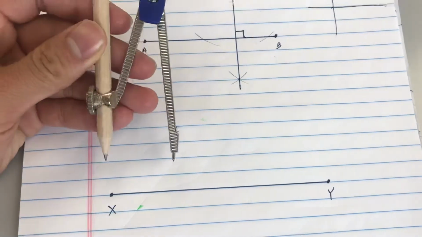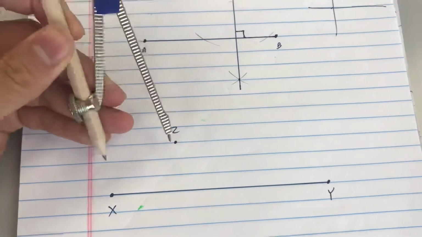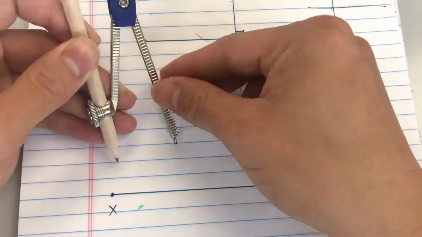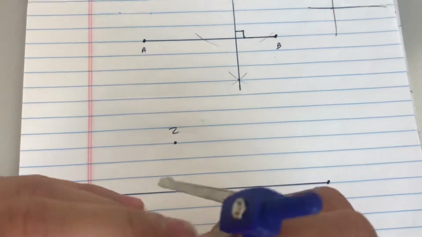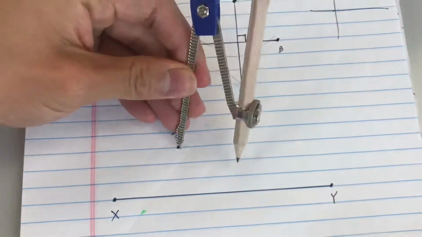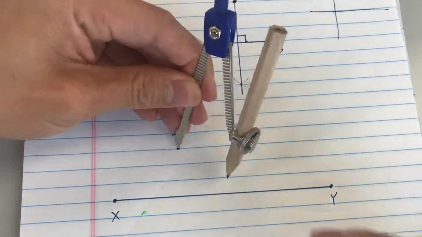Get your trusty compass right here. You're gonna put the pointy spot on point Z, and you're gonna make a space that's large enough that passes this line of x and y. Okay, so let me take a look right here. I'm angling it so that you can see.